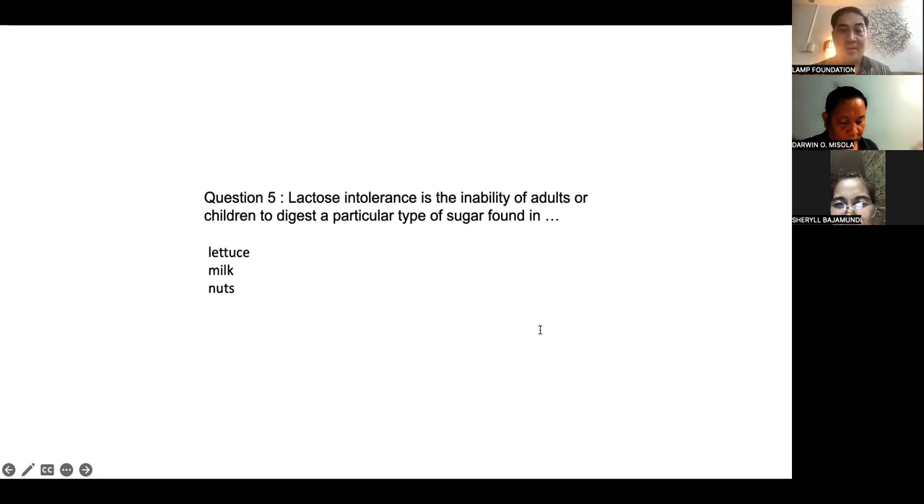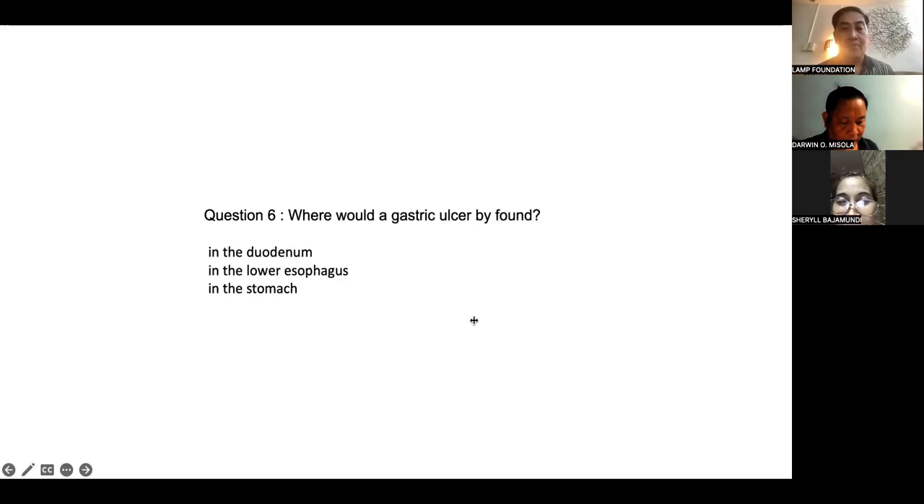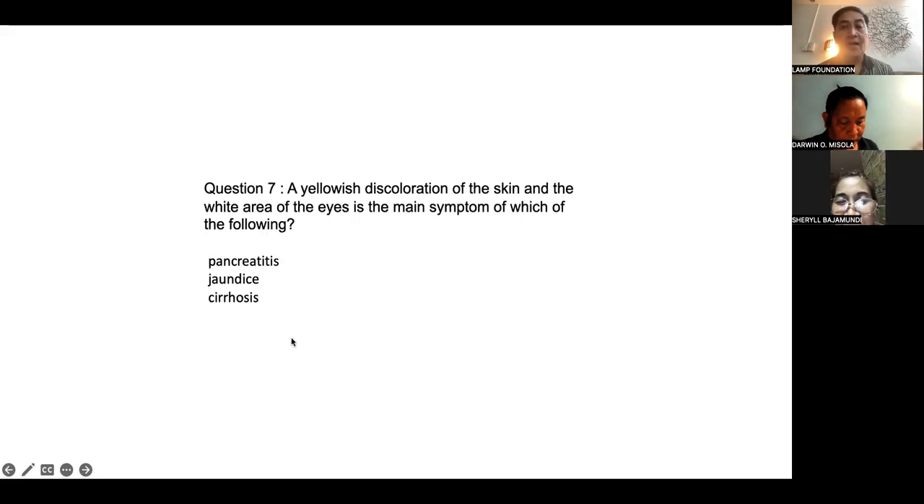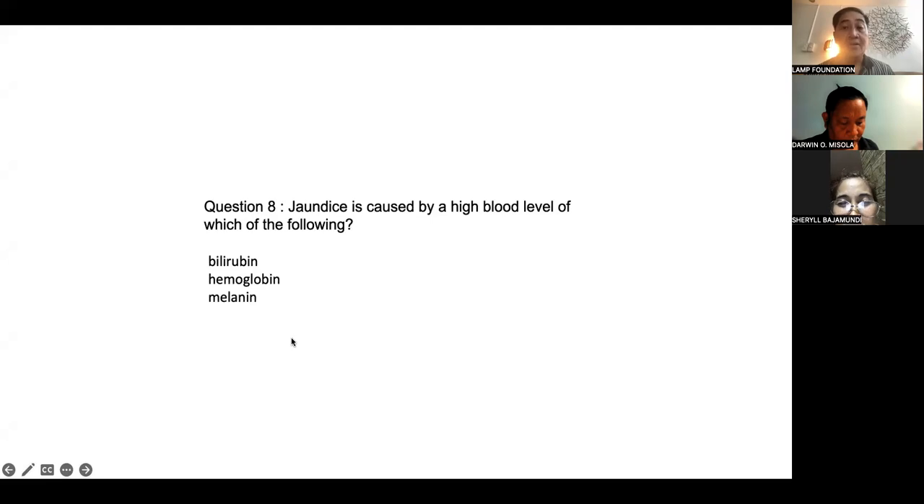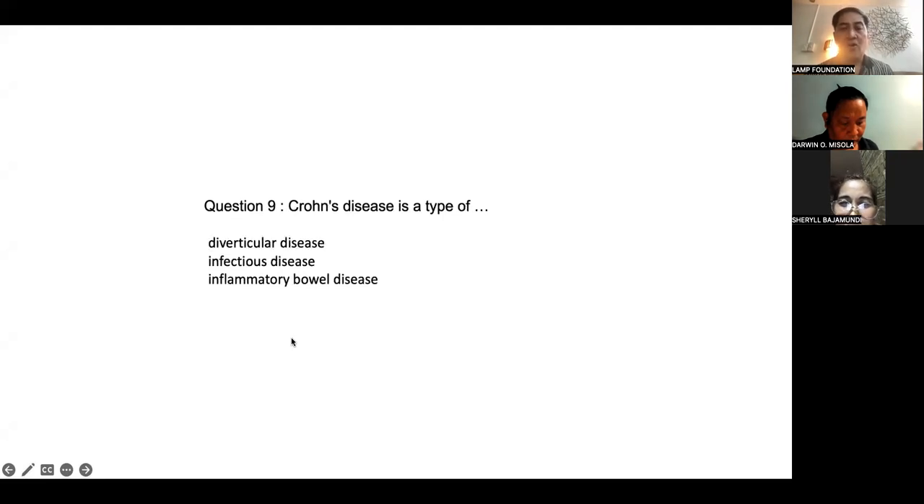Anyway, lactose intolerance. Lactose intolerance is the inability of adults or children to digest a particular type of sugar found in milk. Lactose. Where would a gastric ulcer be found? Gastric ulcer would be in the stomach. A yellowish discoloration of the skin and the white area of the eyes is the main symptom of which of the following? Jaundice. Jaundice is caused by a high blood level of which of the following? Bilirubin.